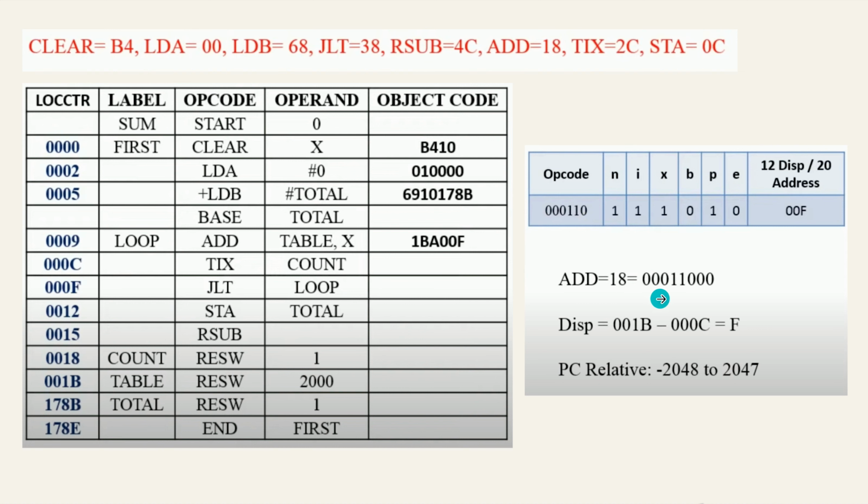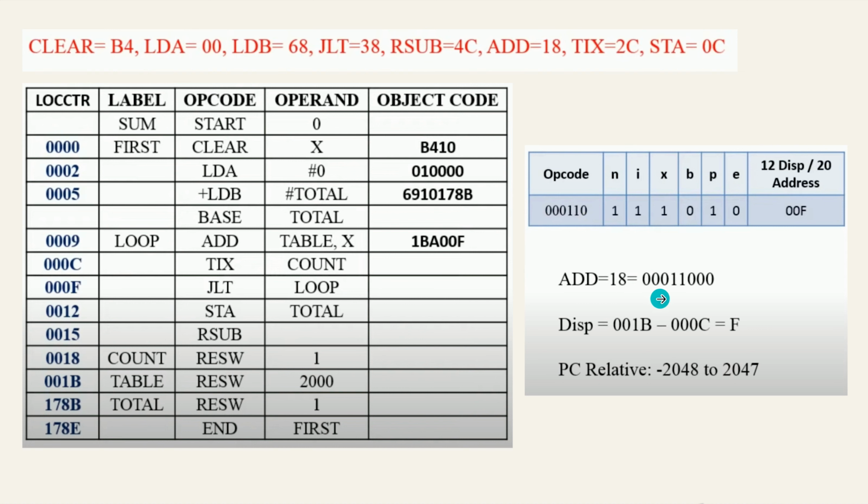And hence it occupies 000110, 6 bits, correct? Opcode. And the flags NIXBPE. This is the field for displacement. What is this? It is neither indirect nor immediate. It is indexed address. It is using indexed addressing mode. That is why X is set to 1, and it is not using the base register. It uses program counter, and it is a format 3 instruction.